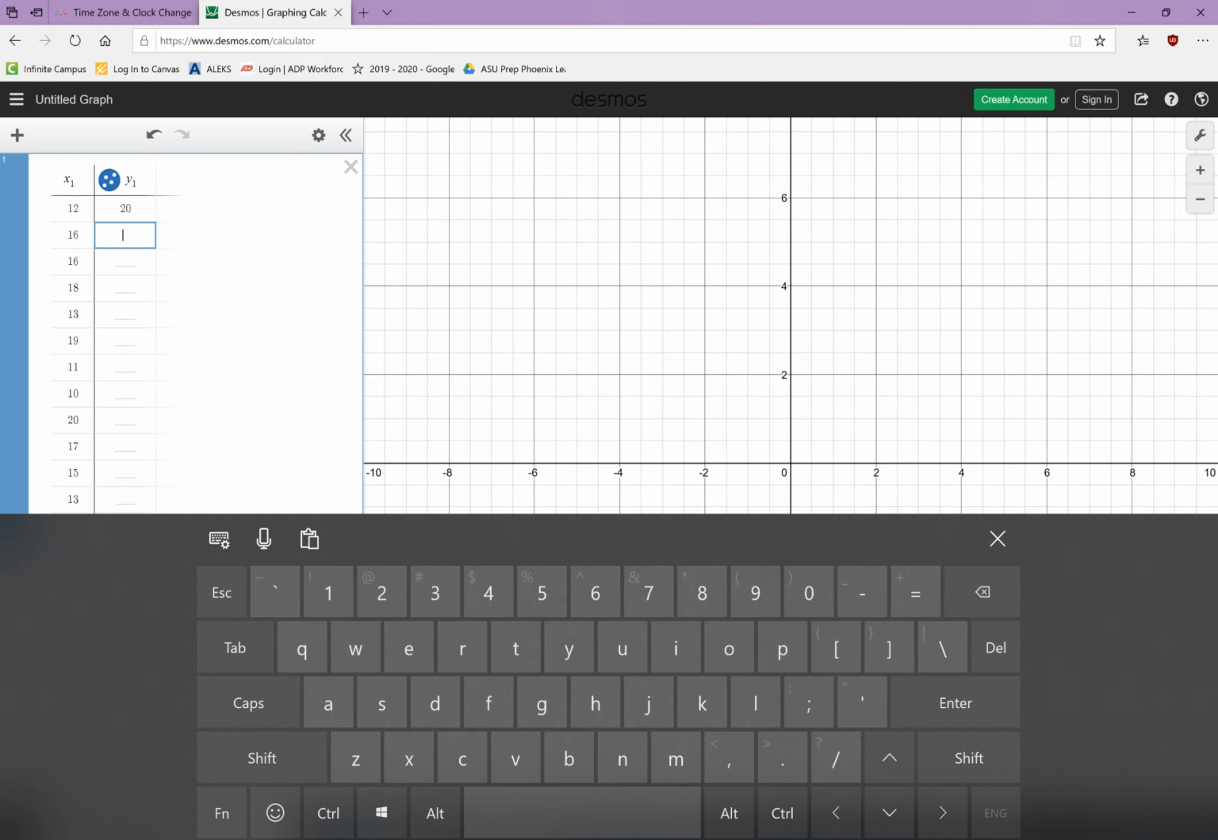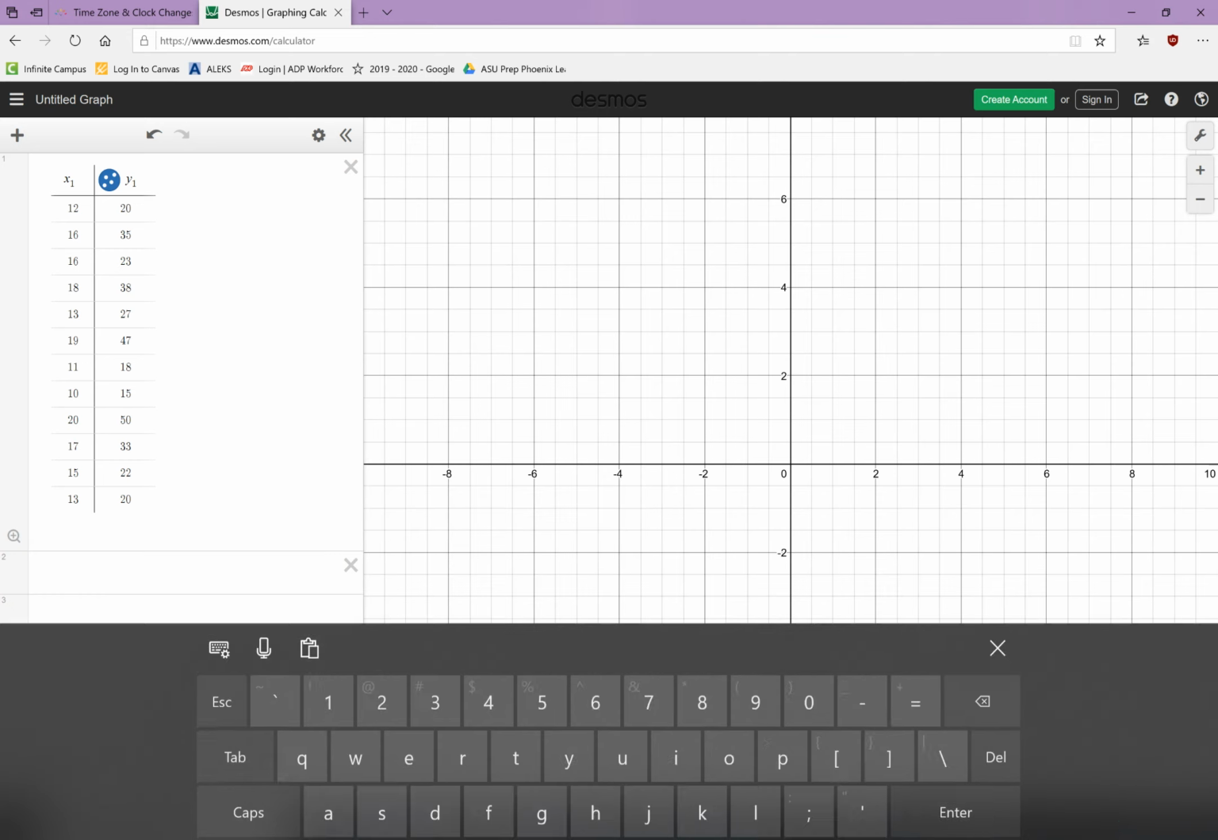20, 35, 23, 38, 27, 47, 18, 15, 50, 33, 22, 20. So we're just going to input the data that they give us.